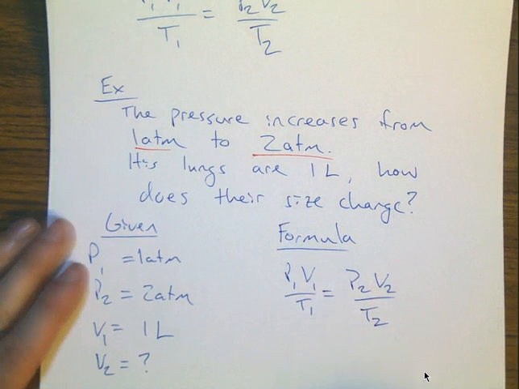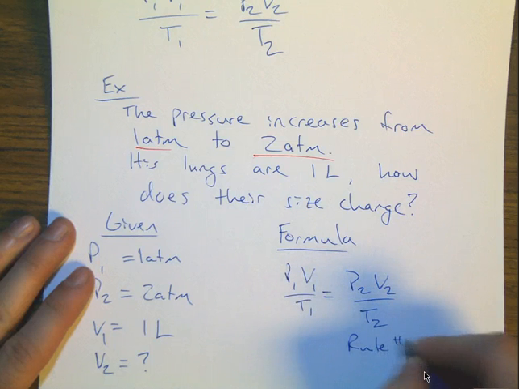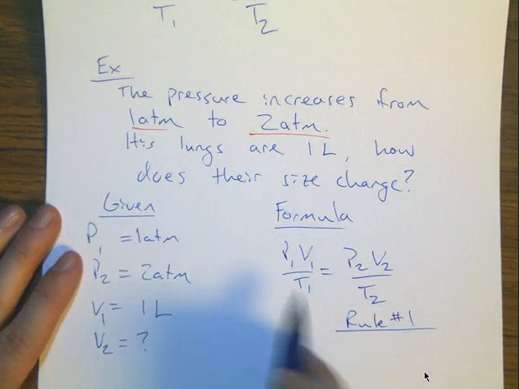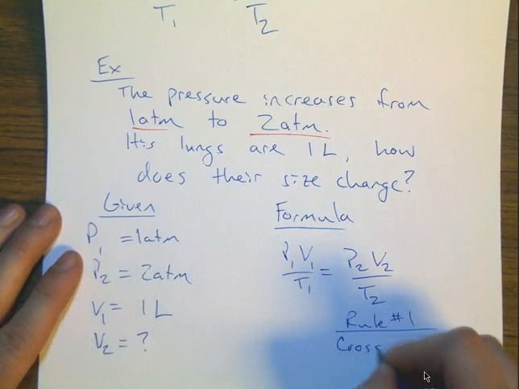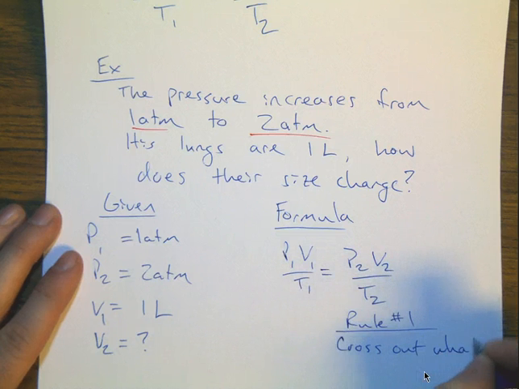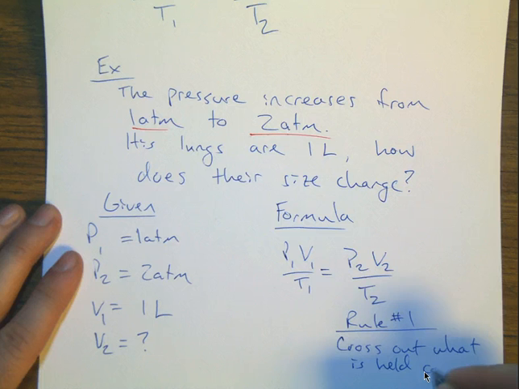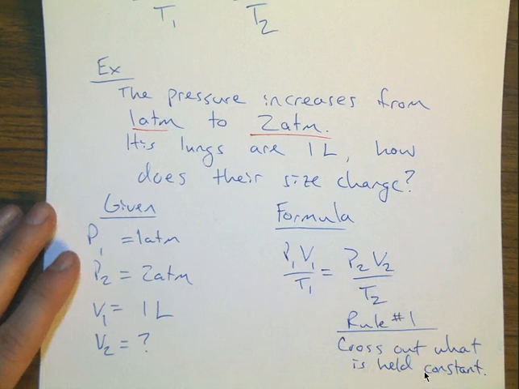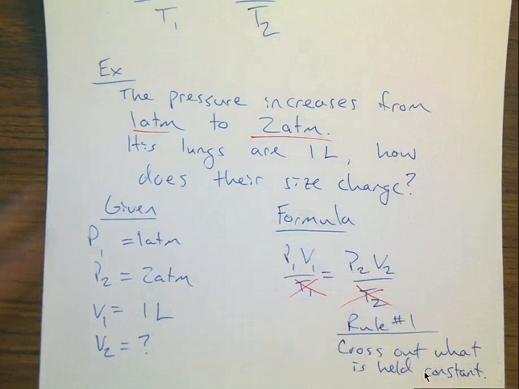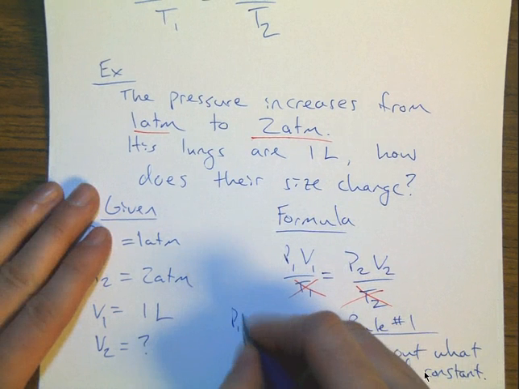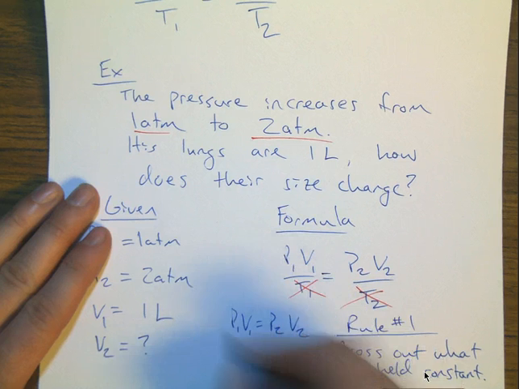Rule number 1 for using this equation: cross out the variable that's not changing. Cross out what is held constant. The thing being held constant in this particular problem is the temperature, because we don't have any information on it, and obviously his lungs are staying at the same temperature. We're all warm-blooded. Even if you go diving in a cold ocean, your lungs are still pretty much at 98 degrees Fahrenheit. So we don't need that variable, which means our equation is really just P1 V1 equals P2 V2. That's the only equation we have to use.